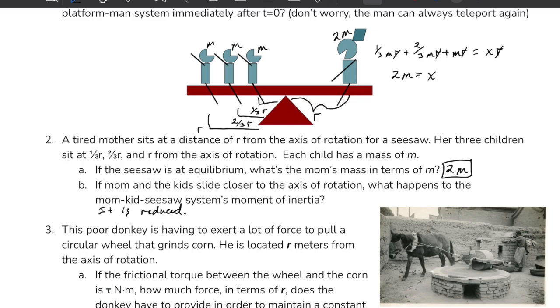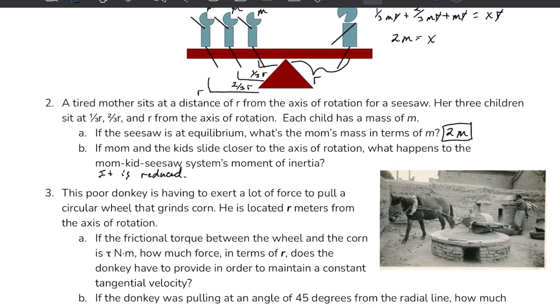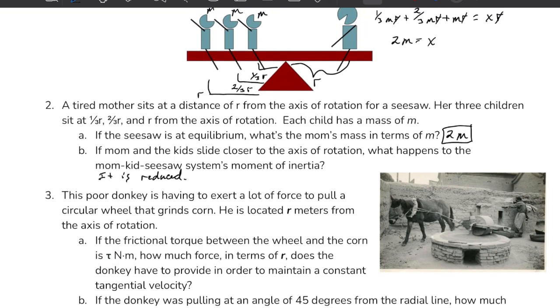This poor donkey's having to exert a lot of force to pull a circular wheel that grinds corn. He's located R from the axis of rotation. So I'll draw that in the picture. From the center of that disc out to him is a distance of R. If the frictional torque between the wheel and the corn is T, or tau, how much force in terms of R does the donkey have to provide in order to maintain a constant tangential velocity?